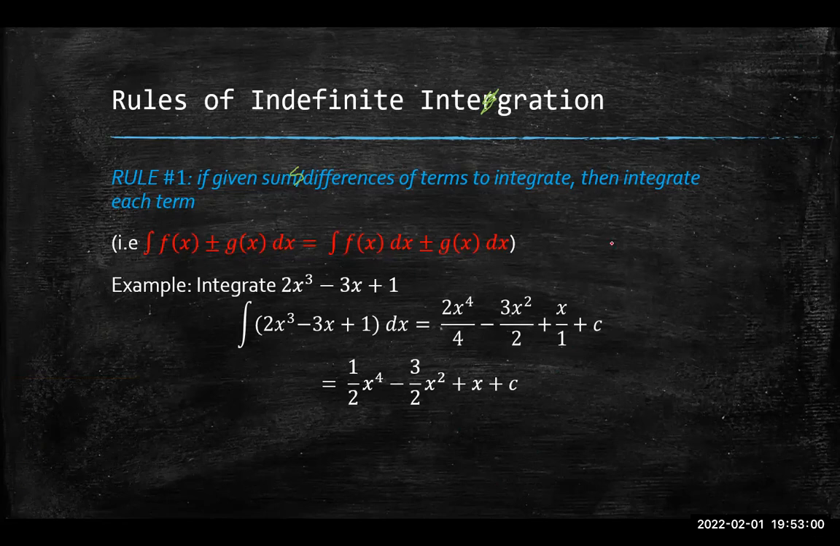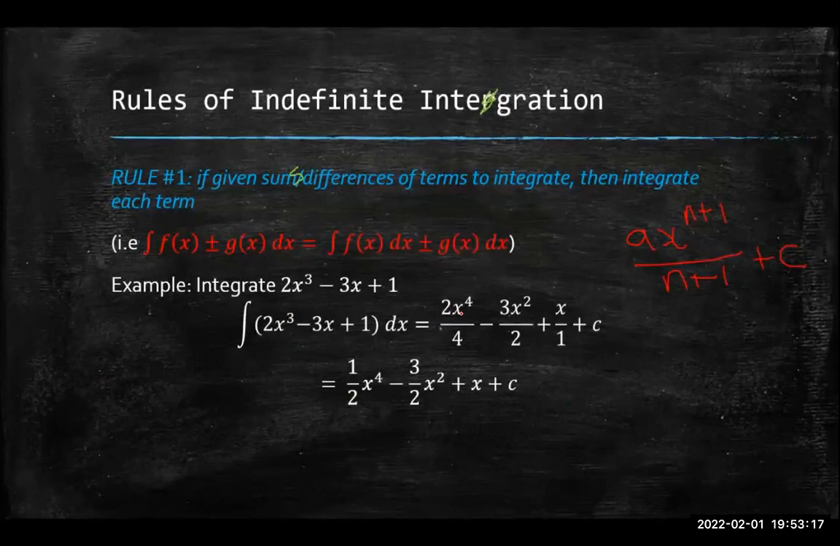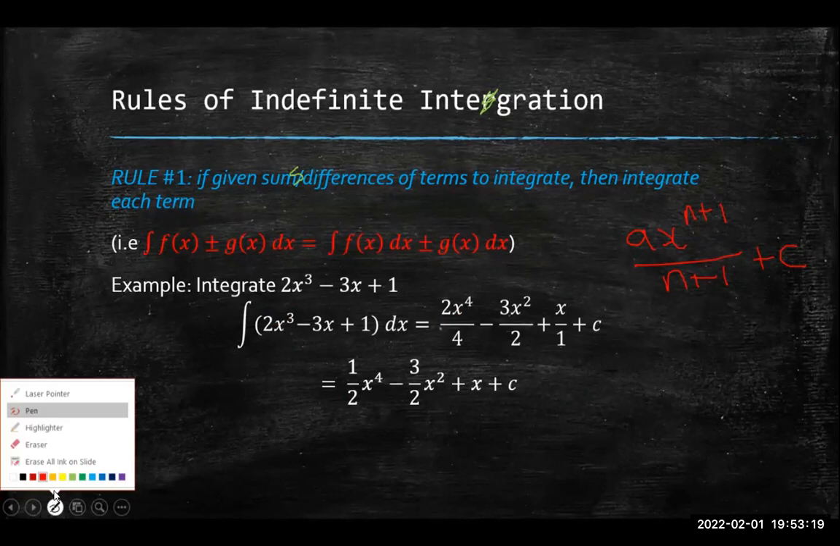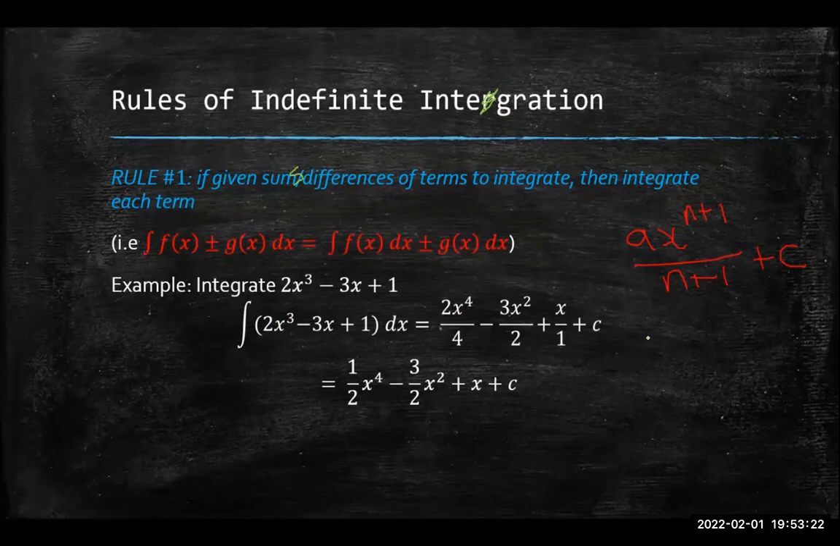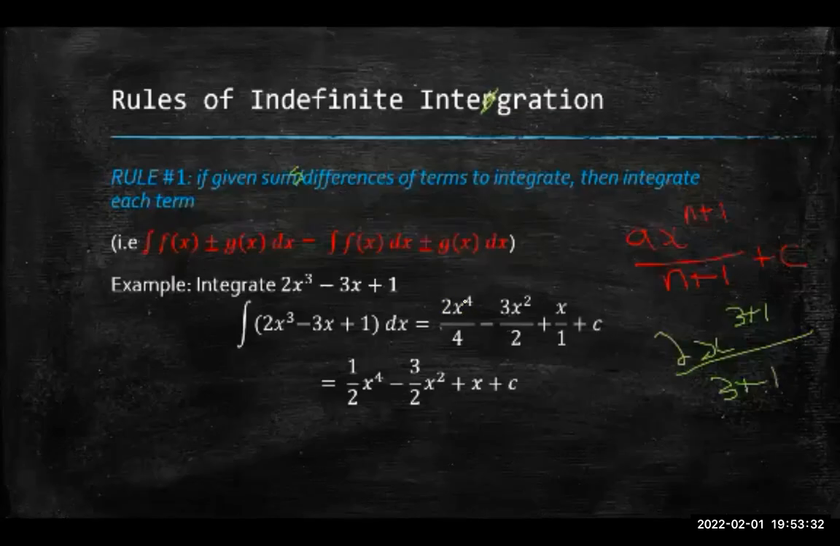So remember the rule I was telling you about? Ax to the power of n plus 1 on n plus 1, and then, of course, a plus c at the end. So the integral of 2x cubed: a is 2, x to the power of n plus 1. In this case, n plus 1 would be 3 plus 1, right? So it's 2x to the 3 plus 1 on 3 plus 1. Hence, I have here 2x to the power of 4 divided by 4.